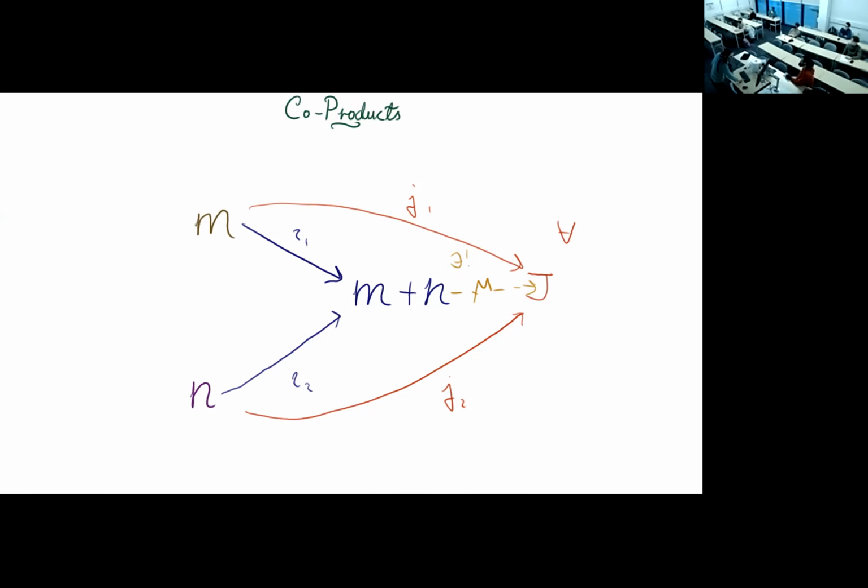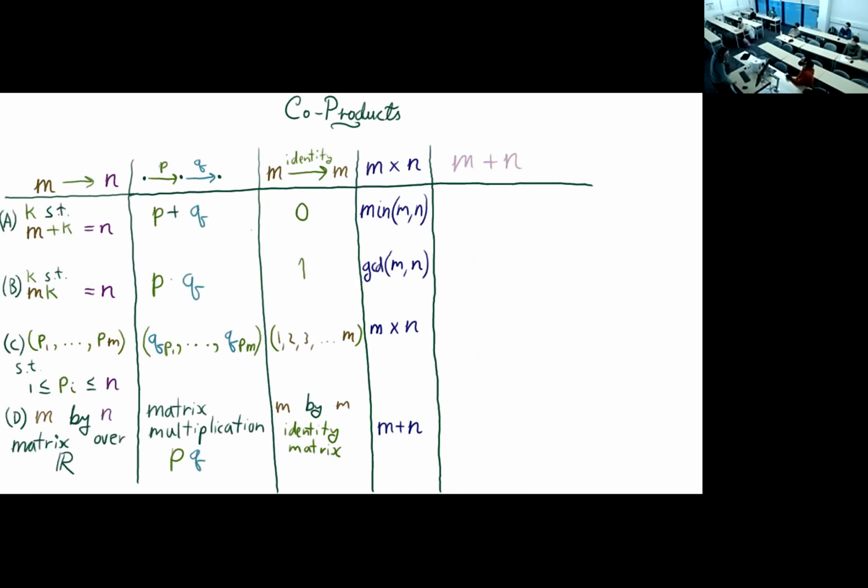Now let's do a quick fire round where you have to just guess the coproduct in each of these categories. So please shout. For COVID reasons, you have to communicate loudly, but without too much movement of the lungs. So in the category A, what do you think the coproduct is? Maximum. Maximum, yeah. In the category B, what do you think the coproduct is? Least common multiple. Yeah, least common multiple. In the category C, what do you think the coproduct is?